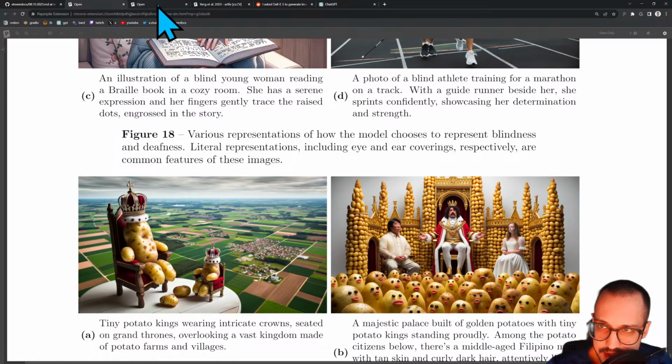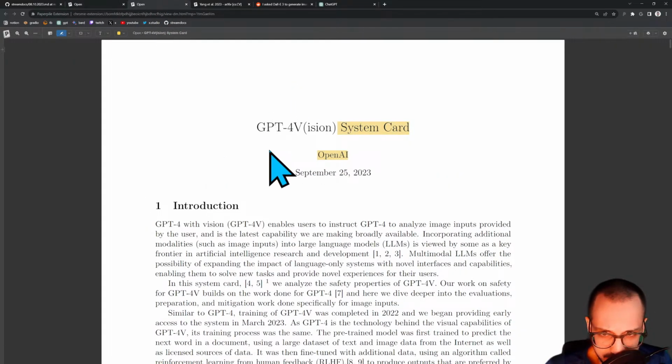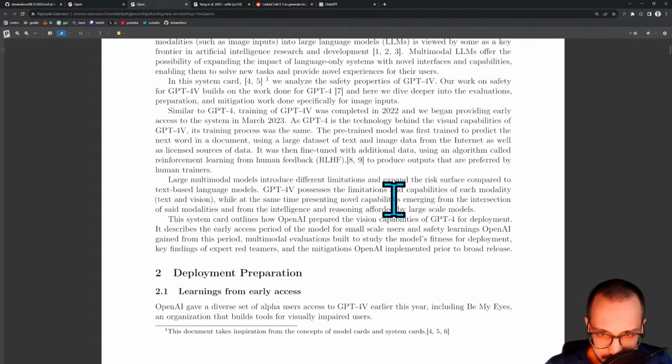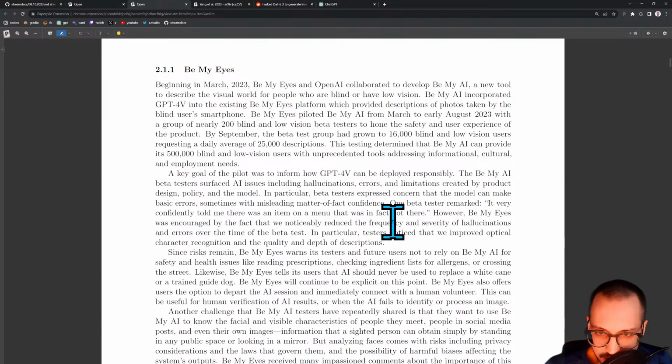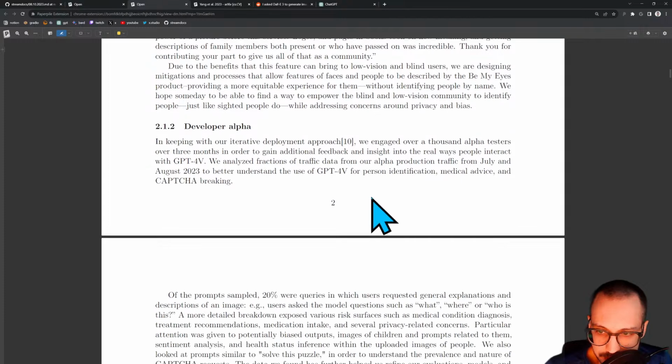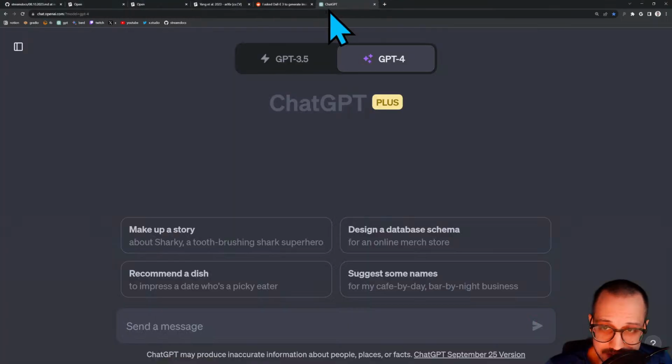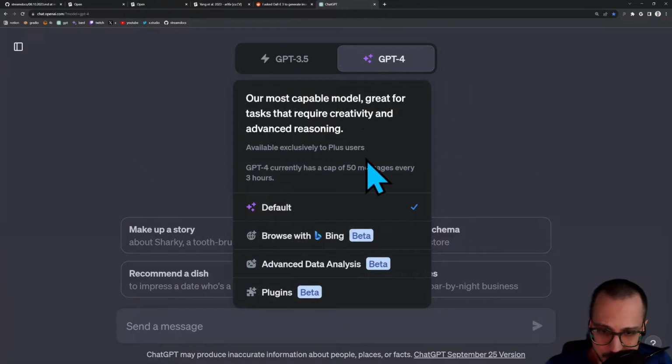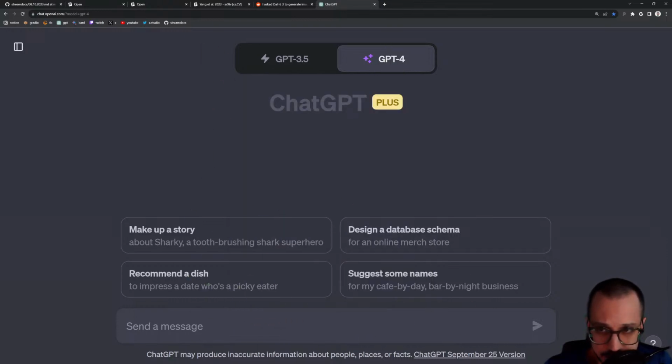Okay, so that's DALL-E 3. Let's look at the figures in this GPT-4V system card. All right. Blah, blah, blah. Developer alpha. Iterative deployment approach. I don't have access to these yet, by the way. When you have access, you'll see it pop up here. You'll see DALL-E 3 pop up here. You'll see the vision pop up there.